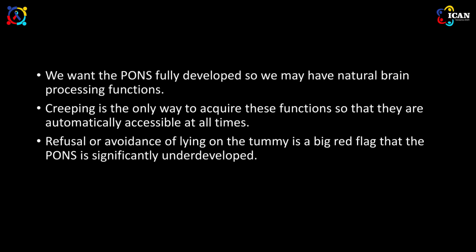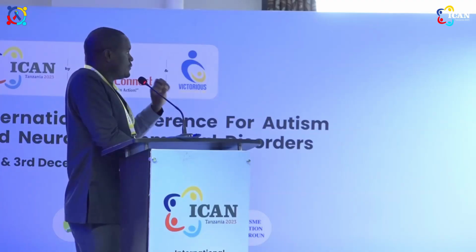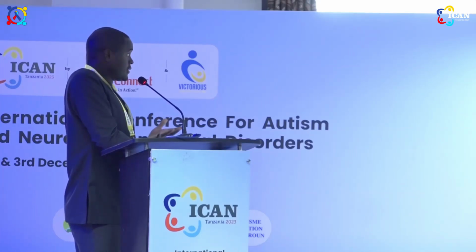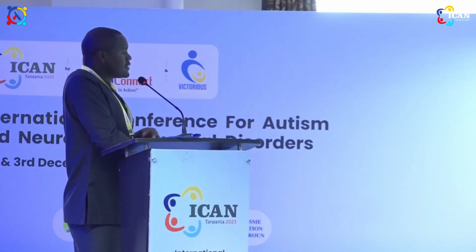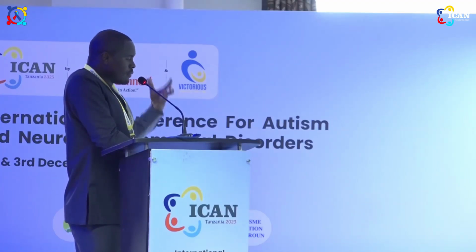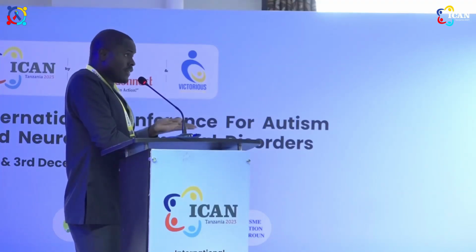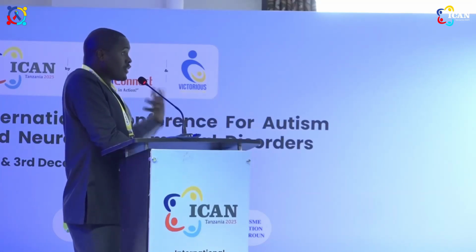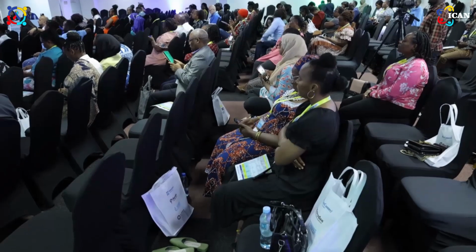Yeah, so we want the pons fully developed so that we can have the natural brain processing functions take place. If the pons is underdeveloped, then the primitive reflexes that are retained are there, and they're competing with the cortex, so they are affecting the general functions of the brain.